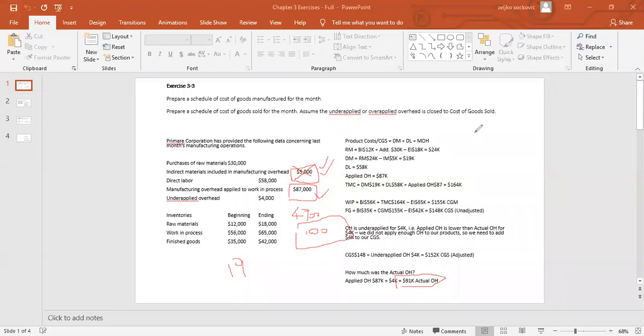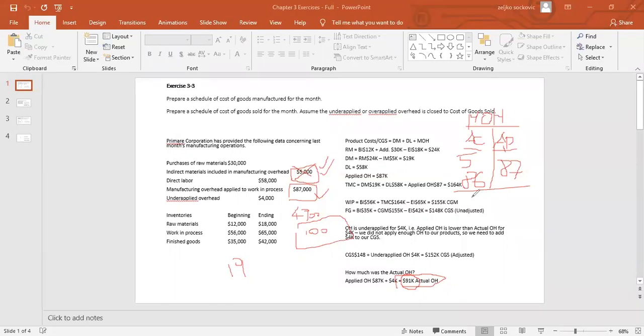But the bottom line is, as we talked about in chapter 2, we have here manufacturing overhead. On this side, we have actual, and on this side, we have applied. On the applied side, it will be 87 here, correct? Yes. So 87 will be on the applied side. But what will be on the actual side? These 5 plus all of these, the difference: 91 minus 5 is 86, right?